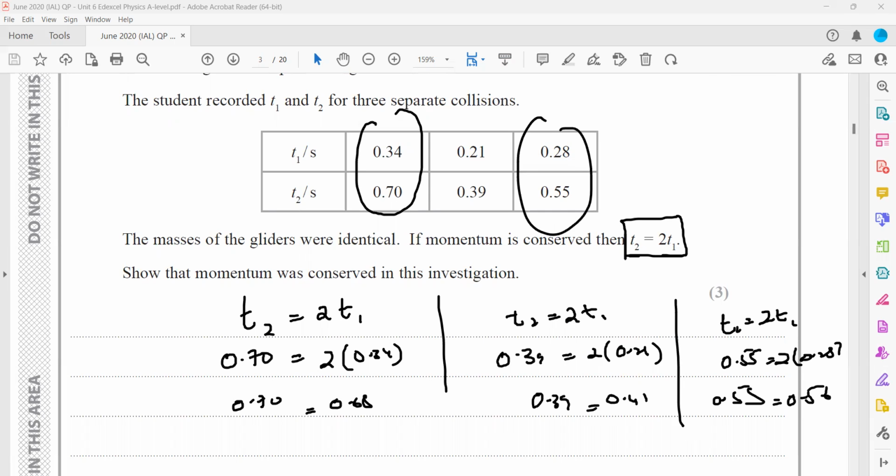And when we compare the results, approximately they are equal to each other. There's not much difference between the two values. Like 0.70 is approximately equal to 0.68, 0.39 is approximately equal to 0.41, and 0.55 is approximately equal to 0.56. So this shows that the results are consistent with the theory, or we can say the momentum is conserved.